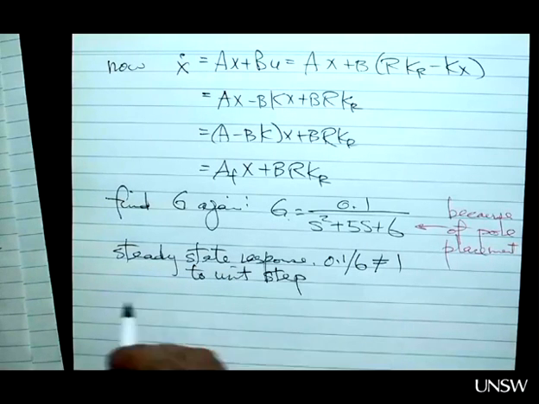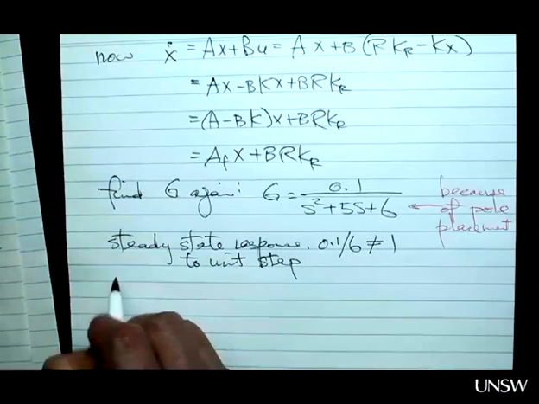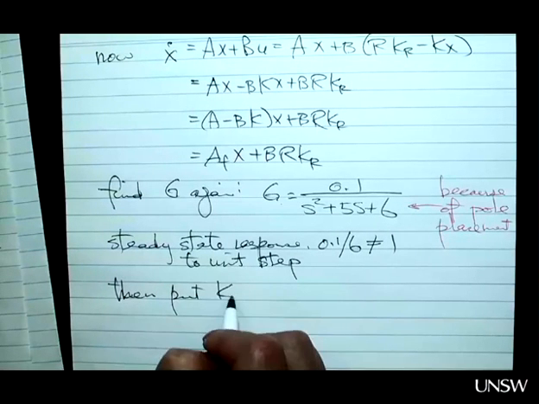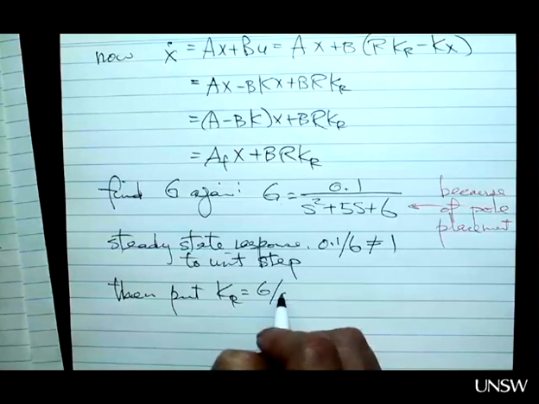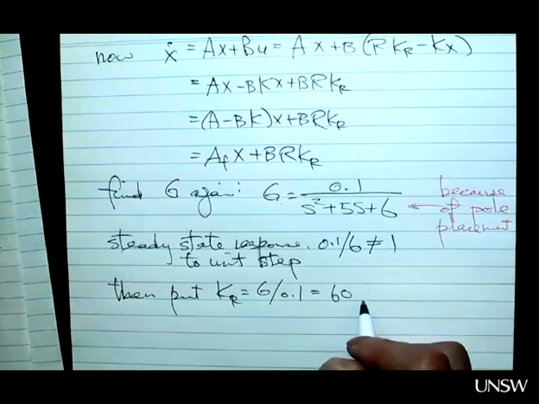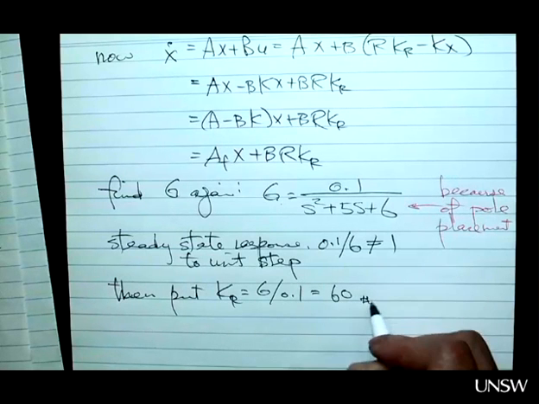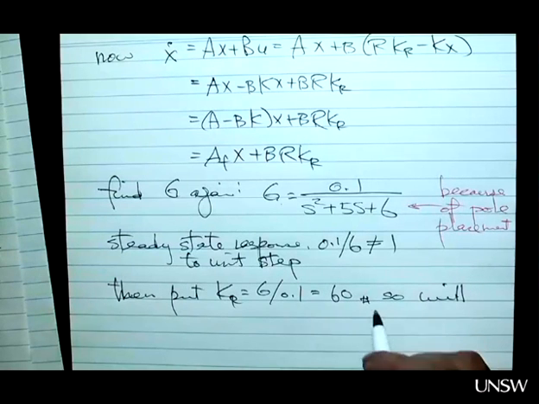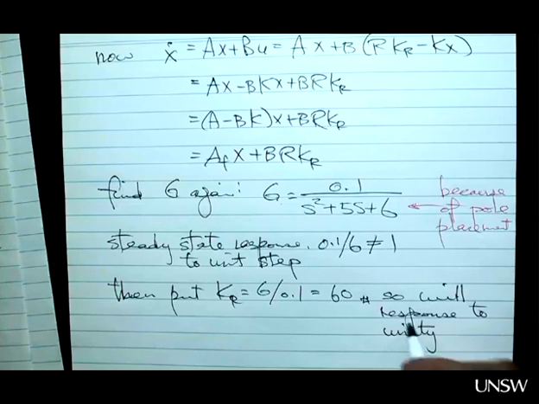Then put the Kr equals 6 over 0.1. So it equals 60, right? So we'll respond to unity with a unit step input.